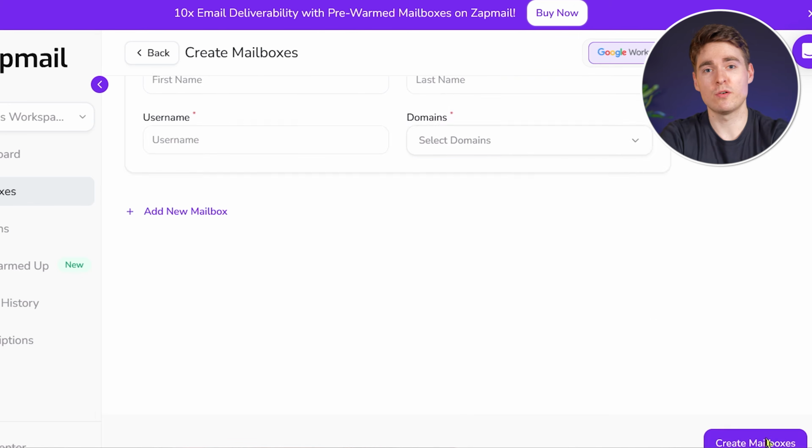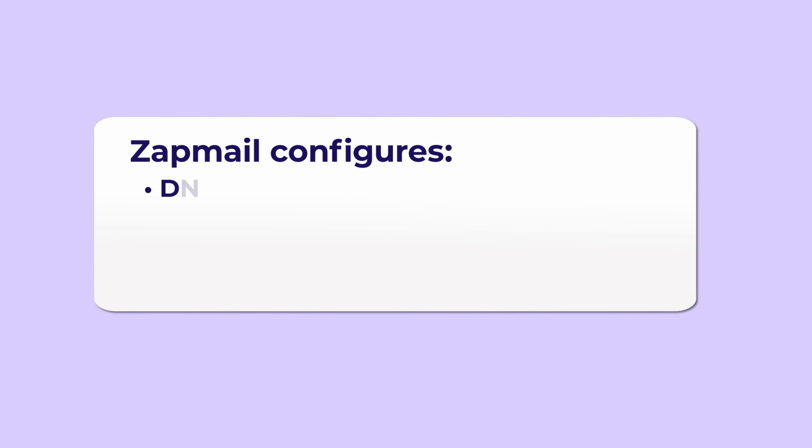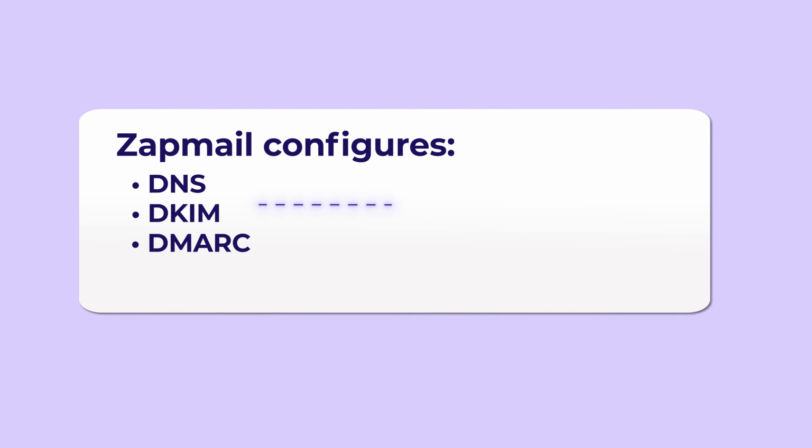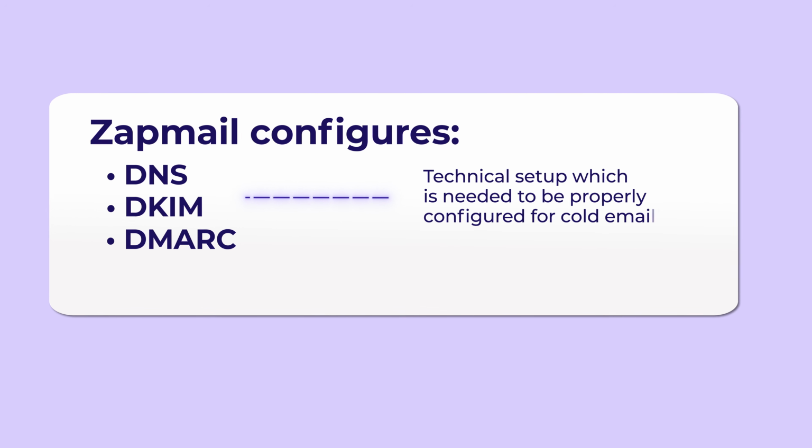Now we can see that there are 2 mailboxes that we've created now, and they will need a little bit of time to set up because the good thing about Zapmail is that they also configure the DNS, DKIM, and DMARC. So this is a technical setup which is needed to be properly configured for cold emailing at scale. These are basically protocols that confirm that these emails are coming from you and are not just spam.